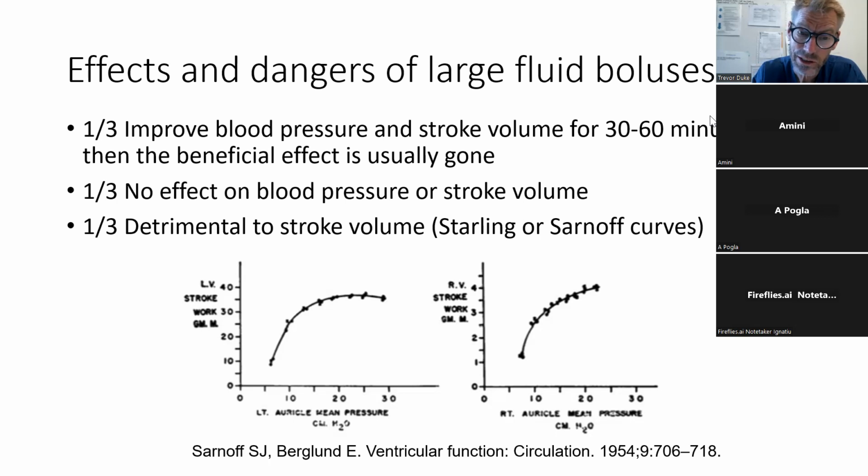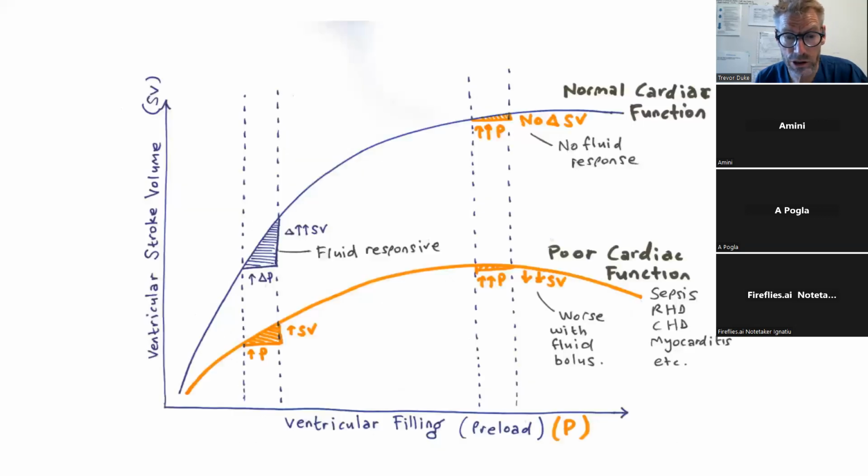But it relates to this phenomenon called the Starling curve. And these are what I've drawn here are Starling curves. These are in fact called Sarnoff curves because Sarnoff was a scientist who followed Starling's method and gave fluid to patients and found that when you increase the left atrial pressure, you get an increase in stroke volume up to a point. Then after that, you get a plateau. That's the stroke volume because you're getting increased venous return. I wanted to show it in a bit more detail.